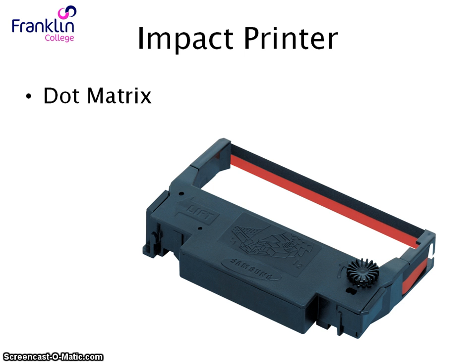An impact printer, also known as a dot matrix printer, uses a series of pins that strike a ribbon, and these pins hit the page through the ribbon and cause ink to be transferred from the ribbon onto the page. Here is an example of a ribbon used in a dot matrix printer, and this is showing a two colour model which has black and red.